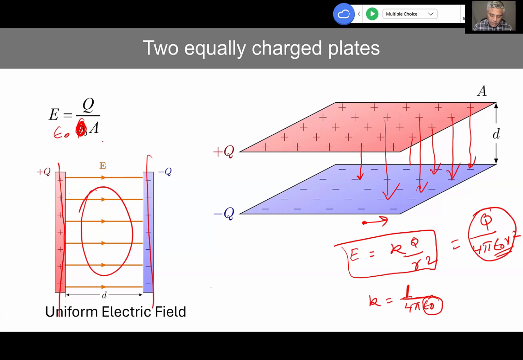And this Q over A, so Q is the amount of charge on one of the plates, and both of these plates have the same amount of charge. The only difference is one has positive charge and the other has negative charge. And this A is the area of such a plate. So this Q over A, we call that surface charge density.